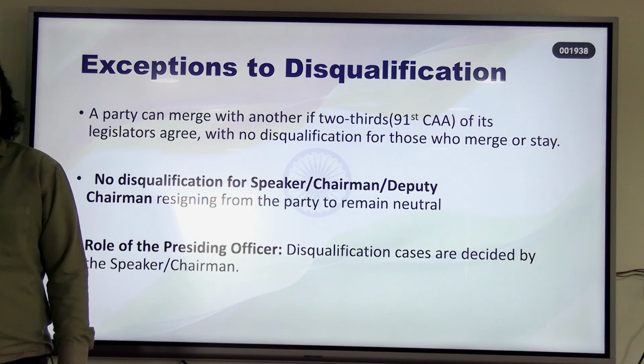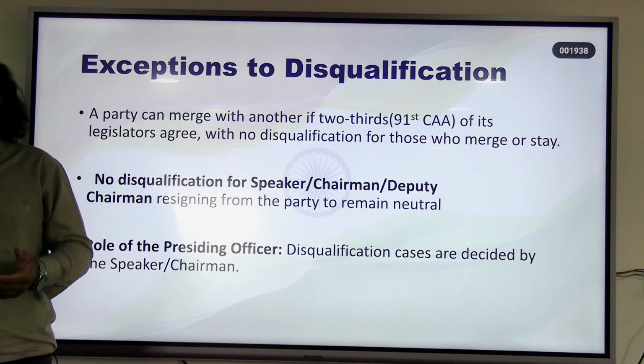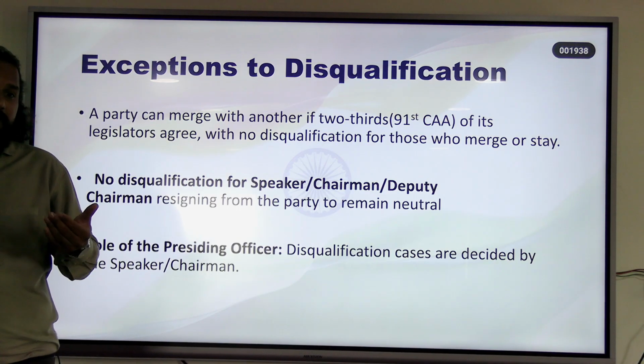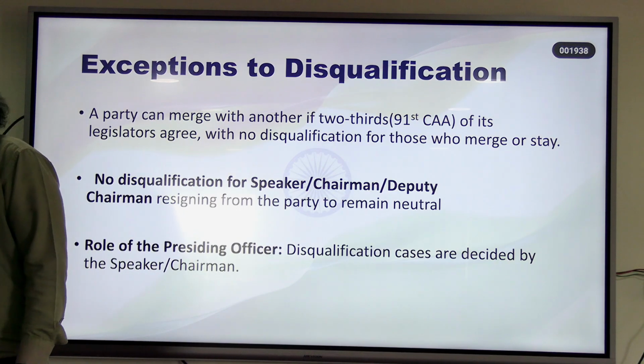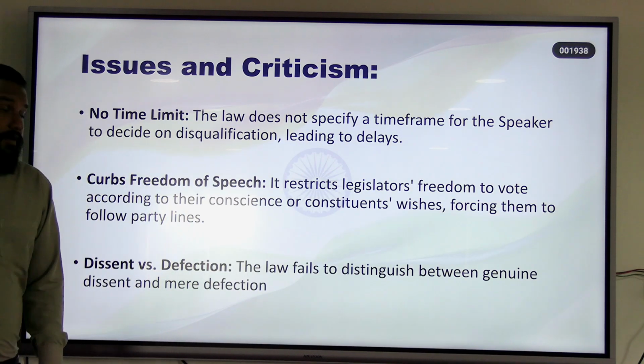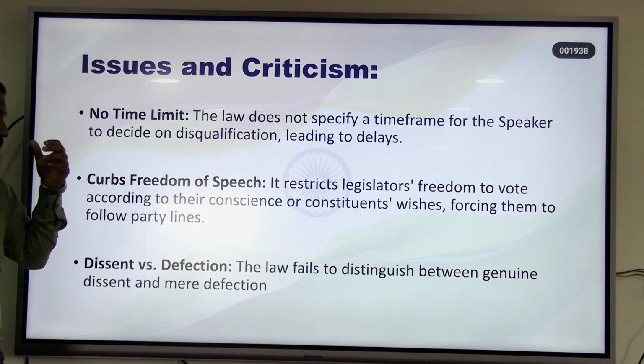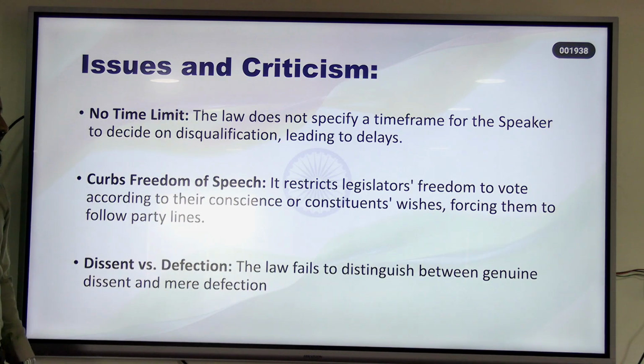Understood? Right? What is the anti-defection law, when it was added, what are the grounds of anti-defection and what are the exceptions. And next, what are the issues with this law? Is this law good or not? Any issue or concern? Yes, there are certain issues. What is that? There is no time limit. No time limit has been given for the speaker to decide the disqualification.